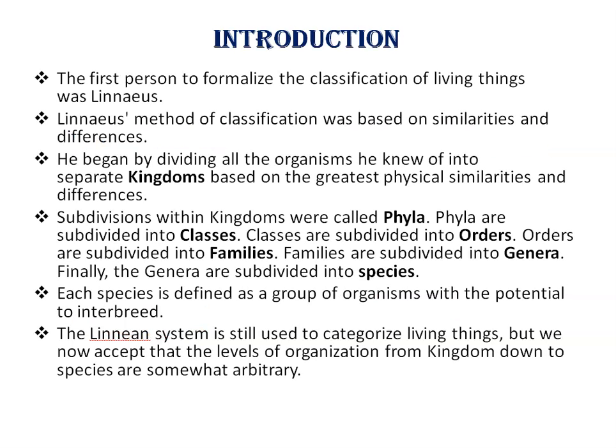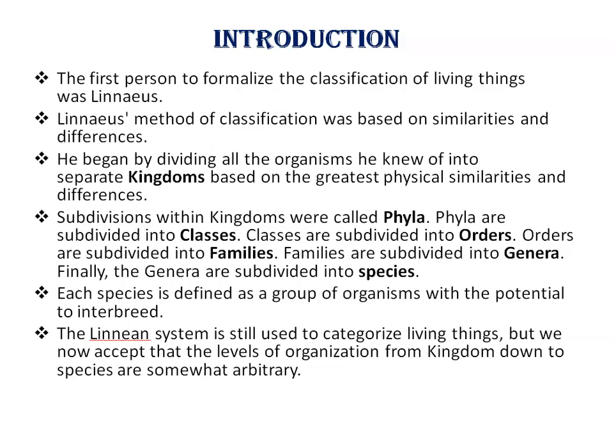The first person who formalized the classification of living things was Linnaeus, who lived during the 17th century, about 100 years before Darwin. Although his method was simple and has been expanded upon, some elements of that system are still in use today. Linnaeus' method of classification was based on similarities and differences, a logical place to start. He began by dividing all the organisms into separate kingdoms based on the greatest physical similarities and differences.